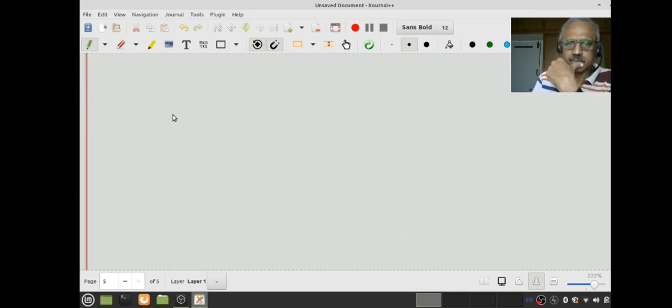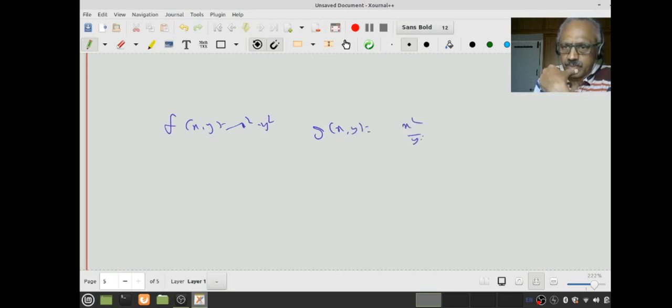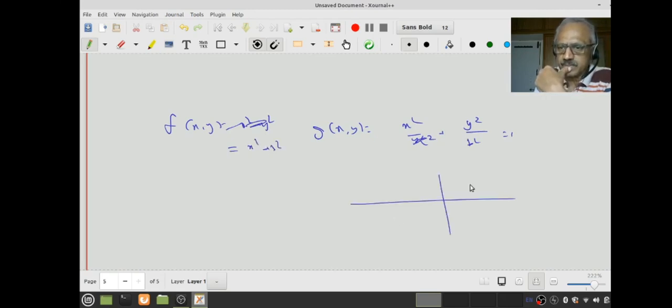So let us look at one more example. Again, f of xy equal to x squared plus y squared. My g of xy equal to x squared by a squared plus y squared by b squared equal to 1, and as usual we will assume a is greater than b. This is the ellipse, this is your constraint.